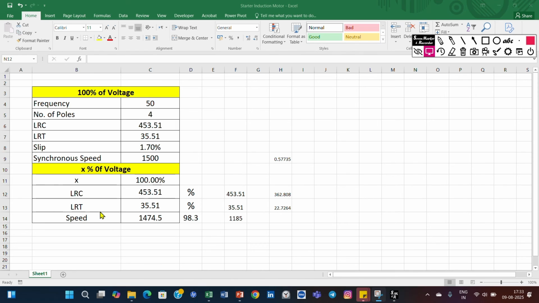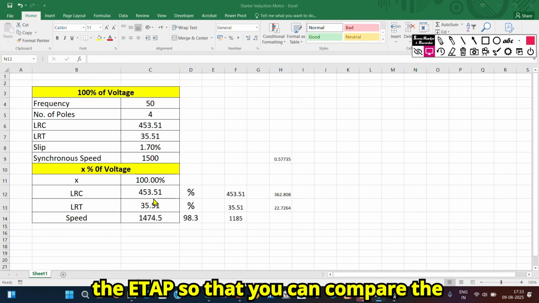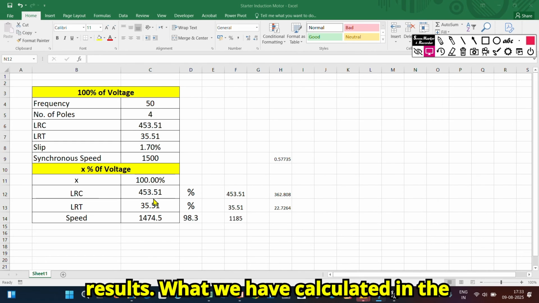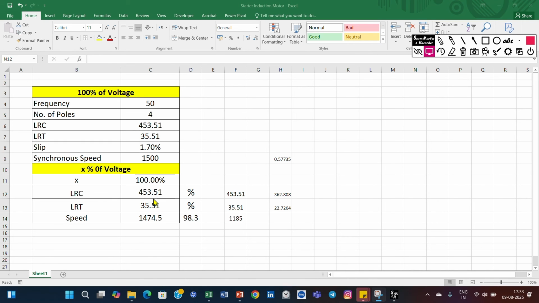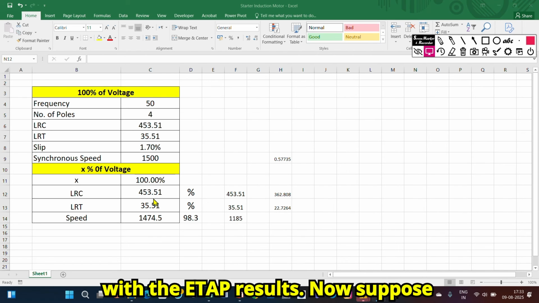I have used the induction motor where LRC and LRT are the same in the ETAP, so that you can compare the results we have calculated in the Excel sheet. We can compare these results with the ETAP results.